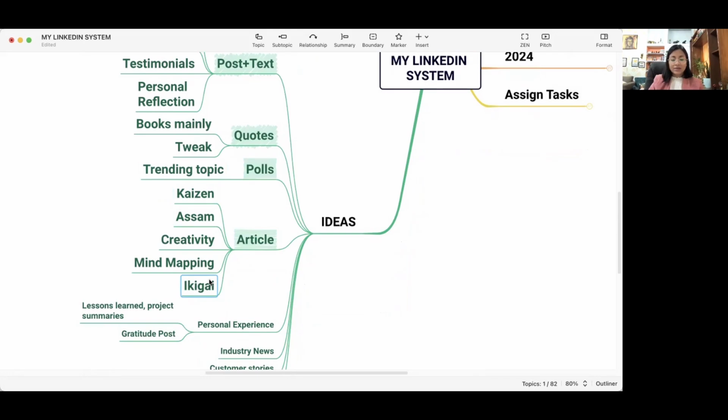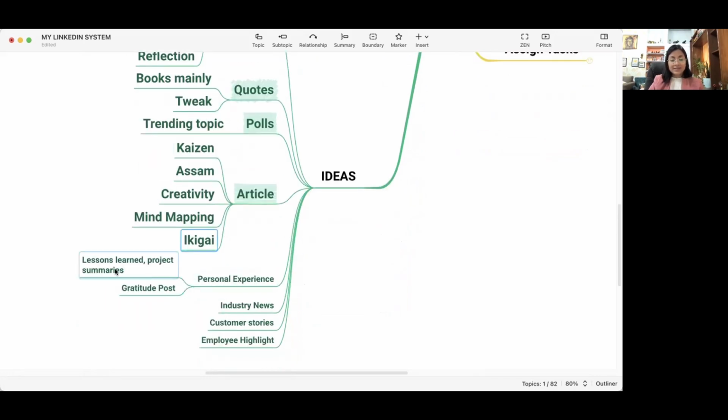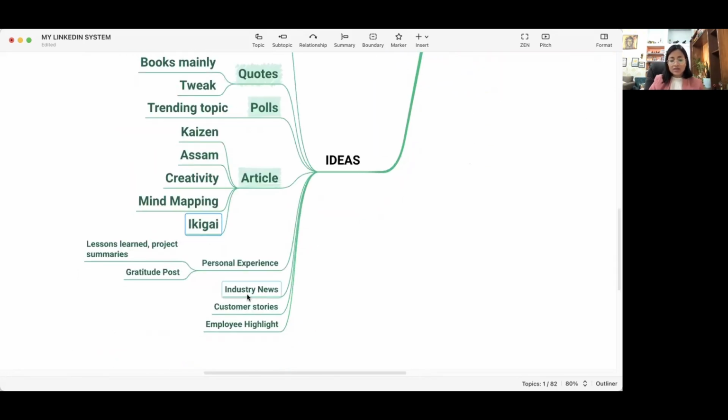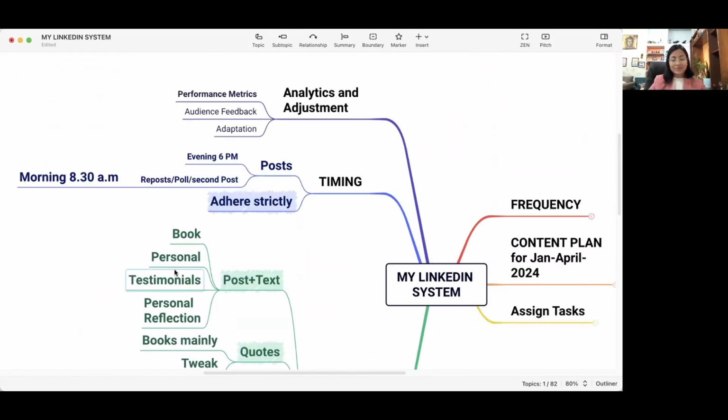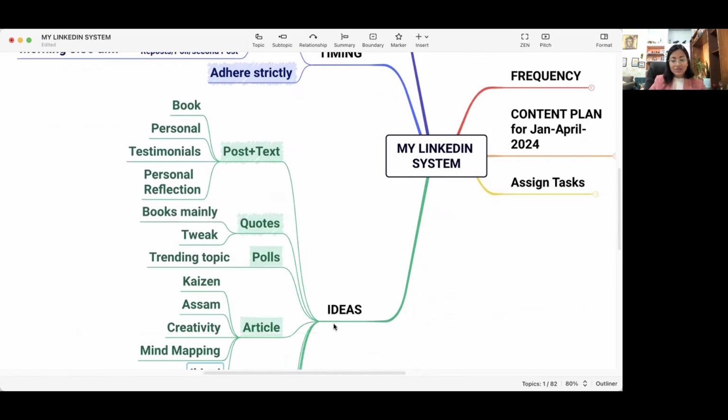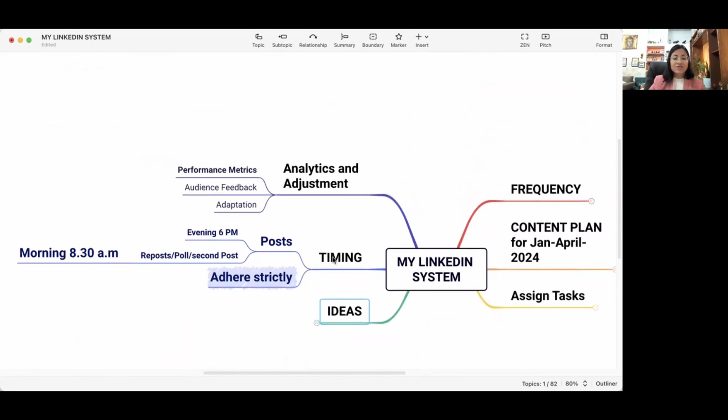So something like that. Then, of course, some personal experiences like lessons learned, project summaries, gratitude posts, industry news, customer stories, employee highlights, so whatever it is. So it should not end here. These are just some examples. You could keep adding more and more ideas to this mind map. And the beauty of a mind map is you cannot just stop that, okay, my mind map is complete today and I'm not going to revisit it. Every time a new idea comes, you could just go there and add an extra branch, and it's going to be amazing.